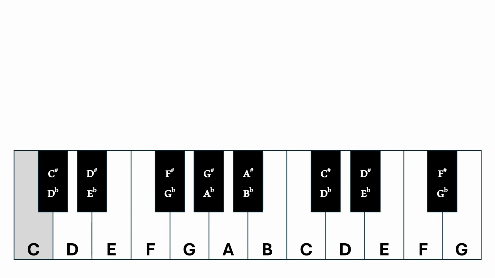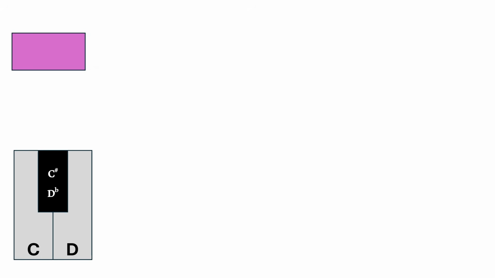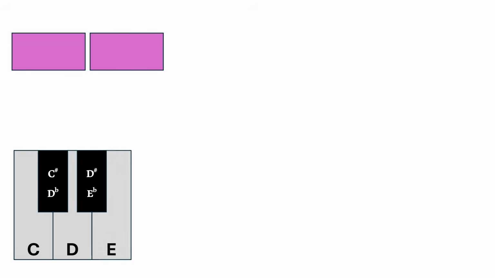Let's begin on the note C. We then move along by 2 notes, which is the equivalent of a tone or whole step, which brings us to the note of D. We then move along by another 2 notes, which brings us to the note of E. We then move along by 1 note, which is the equivalent of a semitone or half step, which brings us to the note of F.